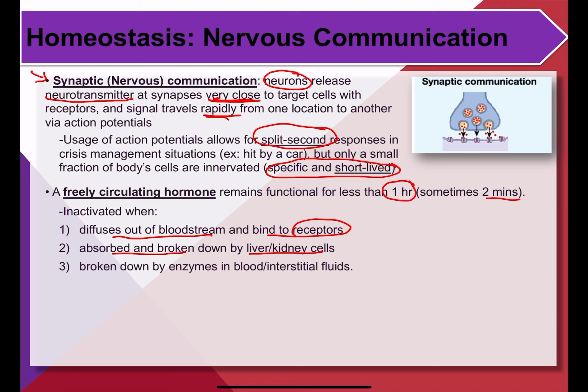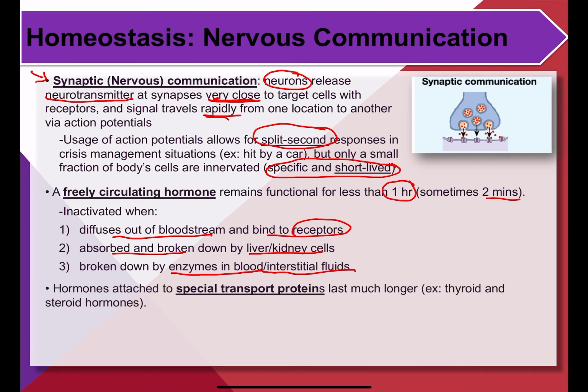The hormones can also be broken down by enzymes in the blood or interstitial fluid. Interstitial fluid meaning the fluid that's surrounding your cells. We'll talk more about the relationship between bloodstream versus interstitial fluid. That's one of the main themes of the blood vessel chapter, and also when we get to fluid and electrolytes later on in the semester. But interstitial fluid, blood will have enzymes that can get rid of these freely circulating hormones when we don't need them.